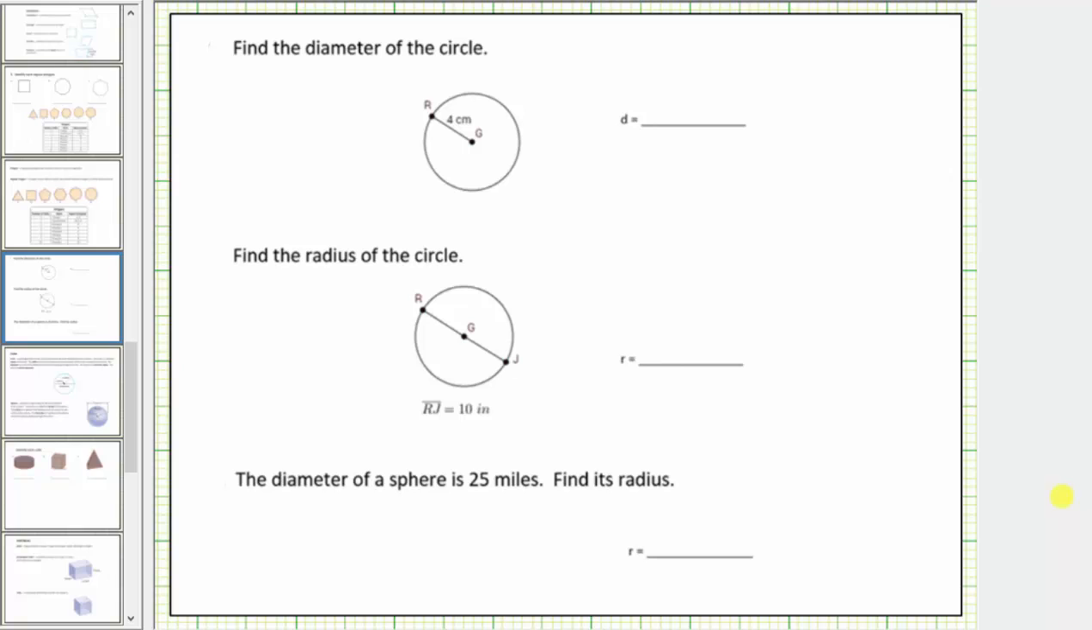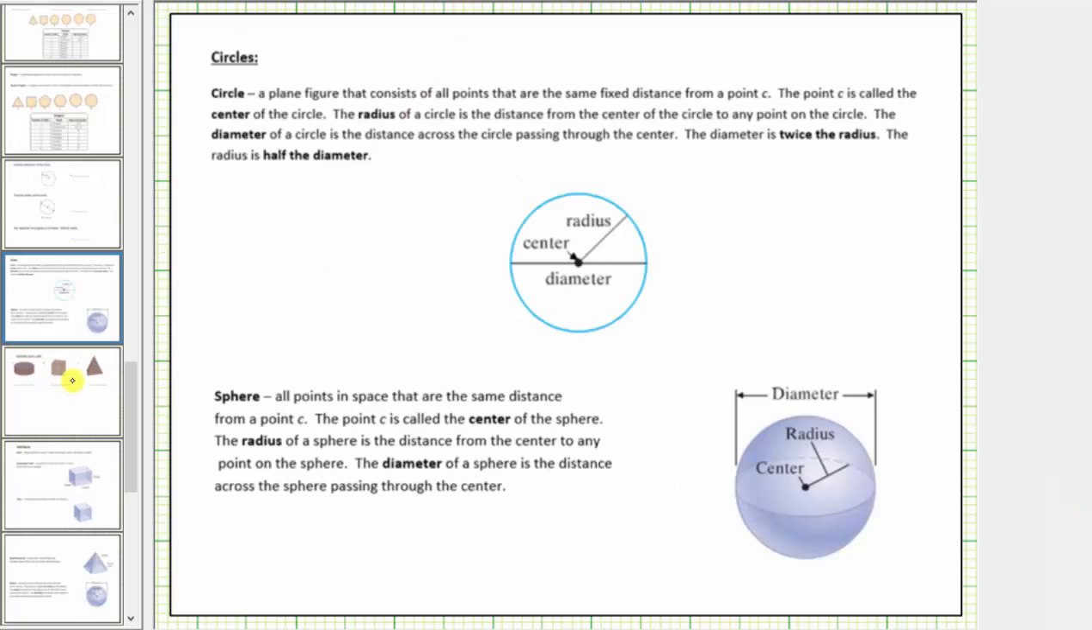In this lesson, we will be answering questions about circles and solids. Let's first review the definition of a circle. A circle is a plane figure that consists of all points that are the same fixed distance from a point C. The point C is called the center. So this blue figure here is a circle, and this point is the center.